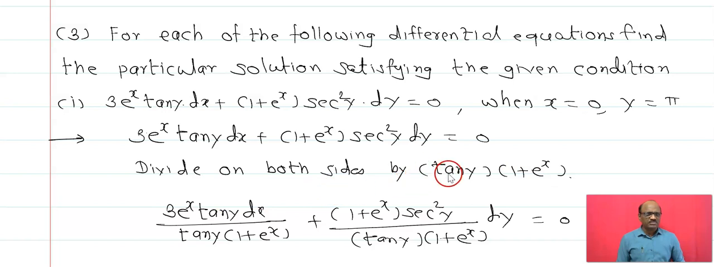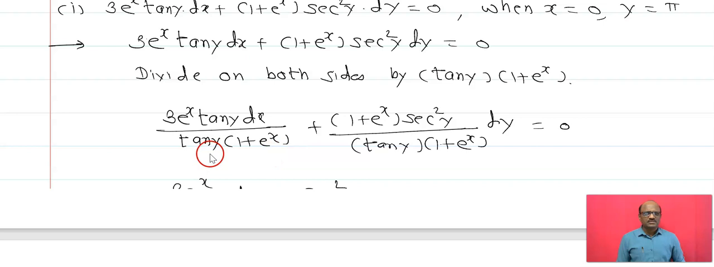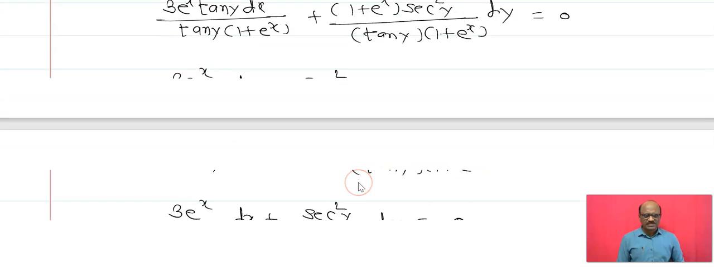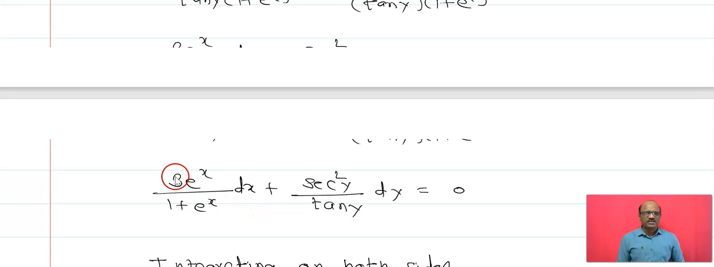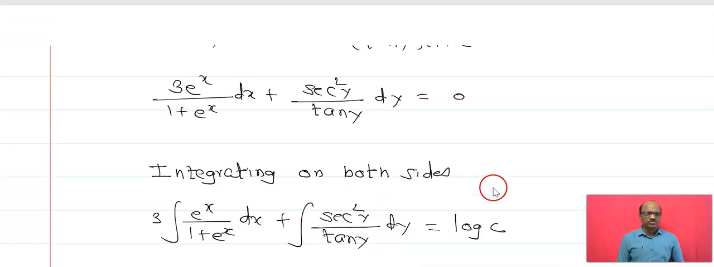Therefore divide on both sides by tan y into in bracket 1 plus e raised to x, and therefore the tan y gets cancelled, and here 1 plus e raised to x from the numerator and denominator get cancelled, and therefore you will get 3 e raised to x upon 1 plus e raised to x dx plus sec square y upon tan y into dy, that's equal to 0.